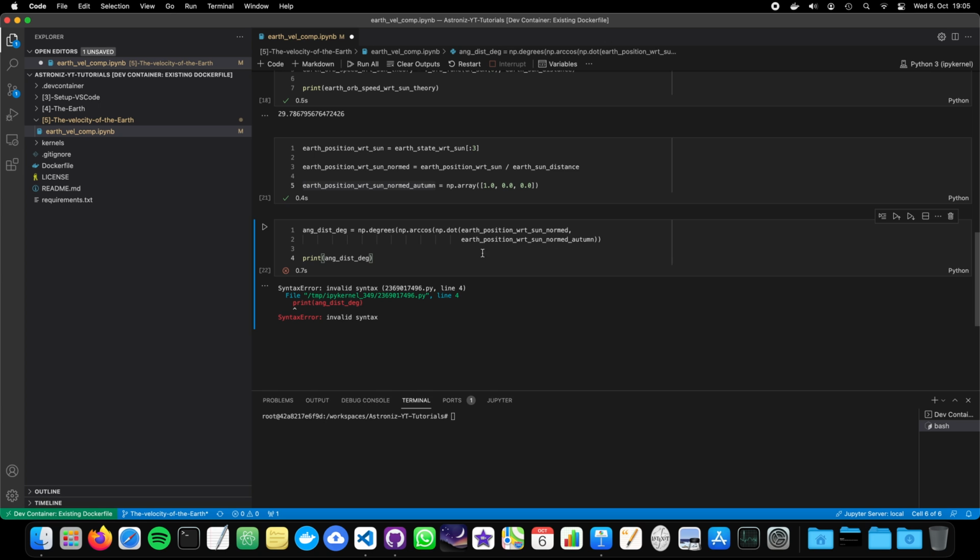Invalid syntax. Now this is also coding in real time. Yep, there is something missing. And we see it's 12.6 or 13 degrees. So the angular distance makes sense between the starting point of autumn and today. Not very surprisingly, it appears that SPICE returns values that we can work with.